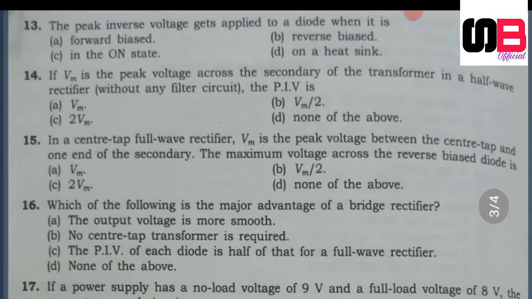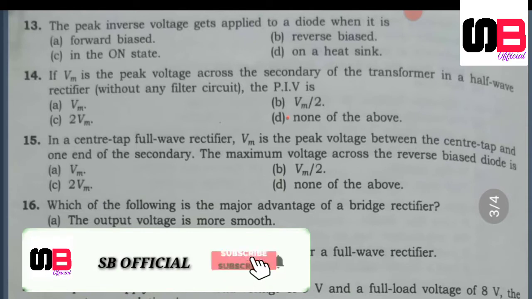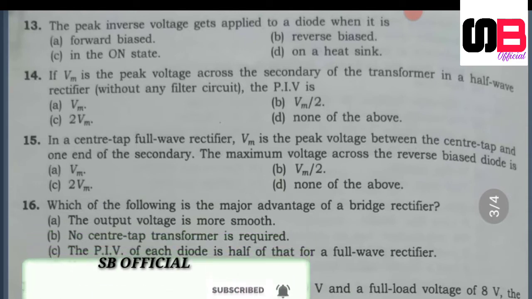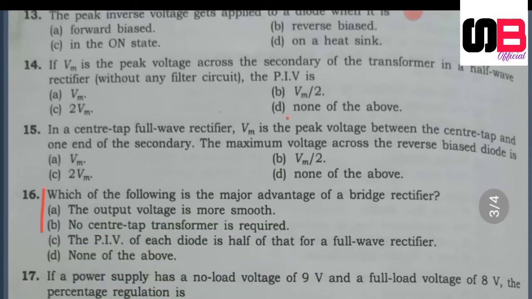Now today, question number 13: the peak inverse voltage gets applied to a diode when it is forward biased, reverse biased, in the on state, or on a heat sink? The answer is reverse bias. Peak inverse voltage is applicable in reverse bias condition. It is the maximum reverse voltage which can be applied across the diode when it is in reverse bias.